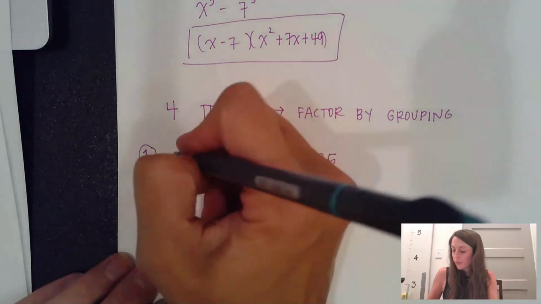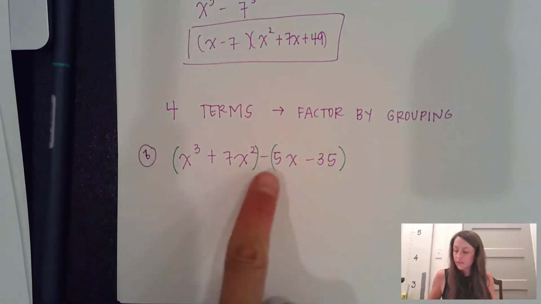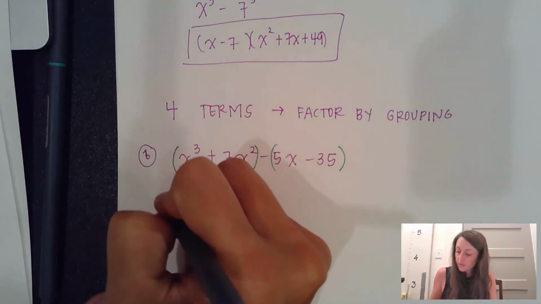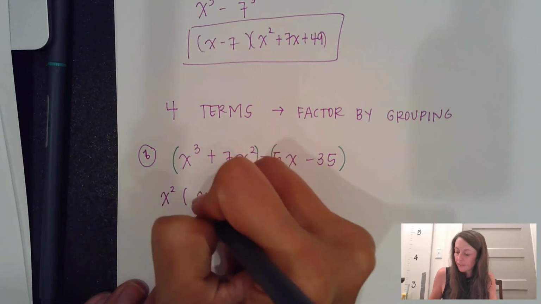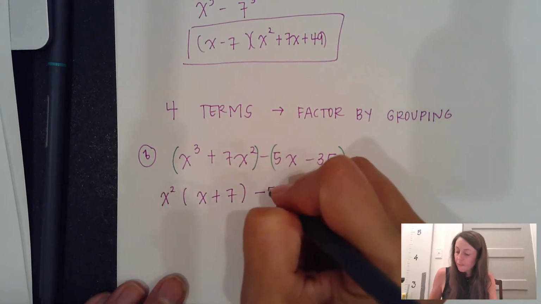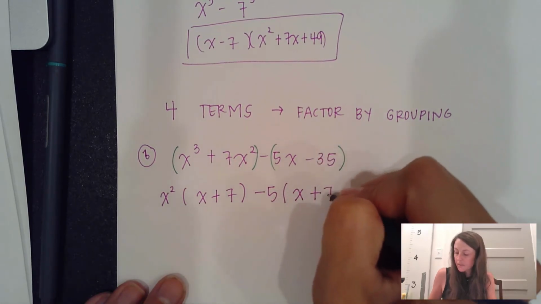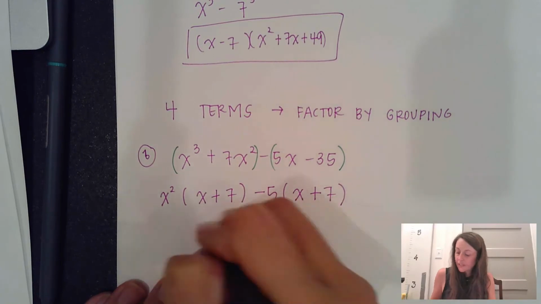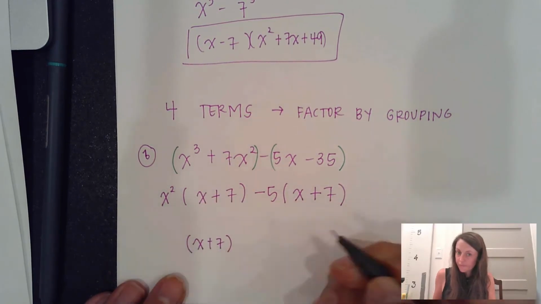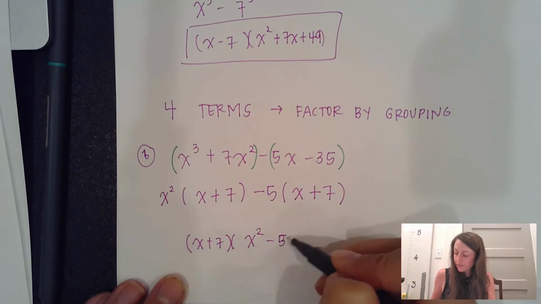So we're going to group the first two, and we'll group the second two, and that minus sign right there is going to change when you factor something out. It's going to change the sign. So I can factor out an x squared, and I'll have an x plus a 7 here. I can factor out a minus 5, so I'll have x, this will change to a plus a 7. So now my greatest common factor is an x plus a 7, right? And I'll have x squared minus a 5 left.